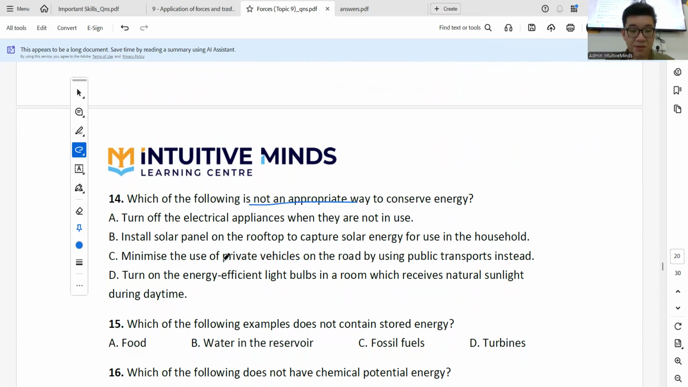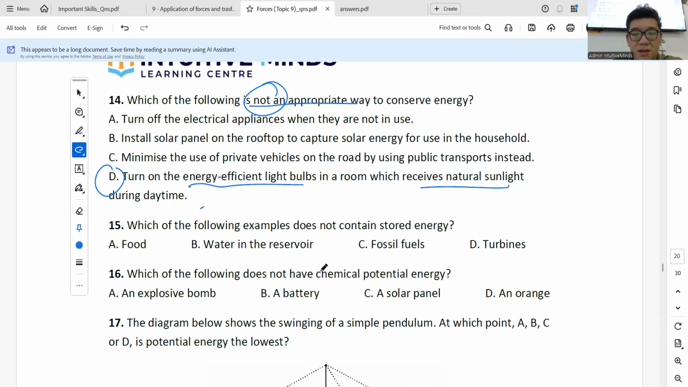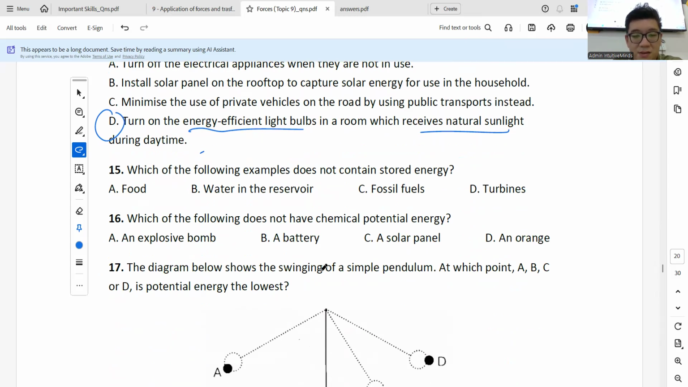Not an appropriate way. Minimize the use of vehicles by using public transport instead. There's a better answer to this. Not an appropriate way. Yeah, because if you receive natural sunlight, why do you need an energy efficient light bulb? Yeah, they are energy efficient, but there's natural sunlight, so you don't need that. 15? Yeah, this is correct. 16?